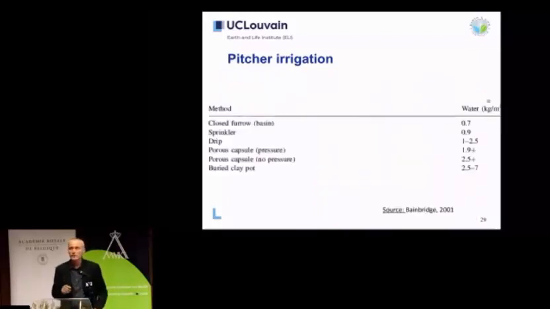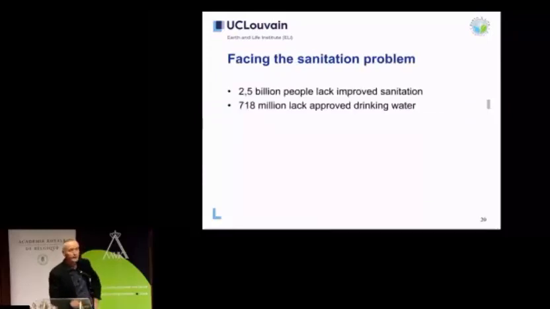But what is interesting to see is that this type of technology is extremely efficient as compared to traditional irrigation technology. So with this pitcher irrigation, we can increase the efficiency of the use of water by 100%. So it goes from 0.7 up to maximum 7 kilogram per cubic meter of dry matter. So that means that we can make a serious improvement of our irrigation efficiency if we use these kinds of low-cost technology.